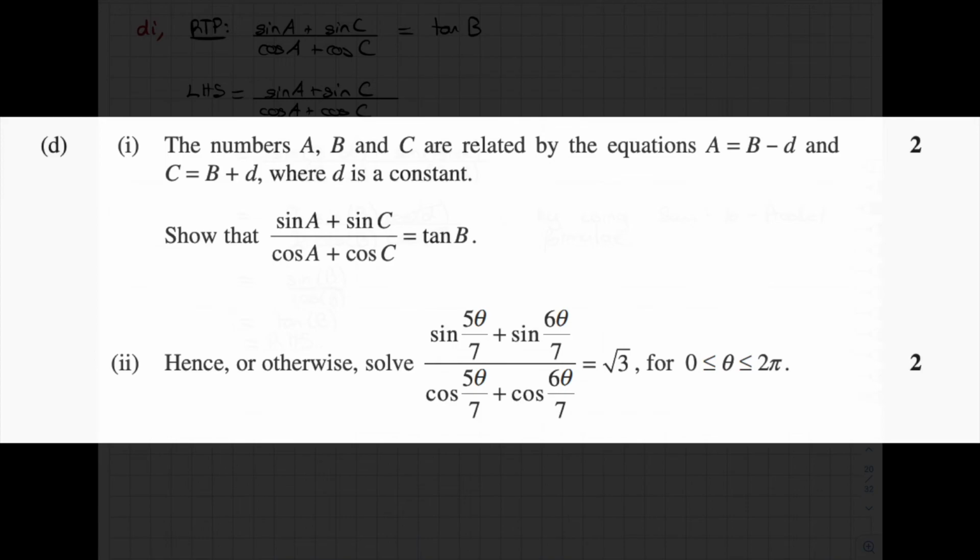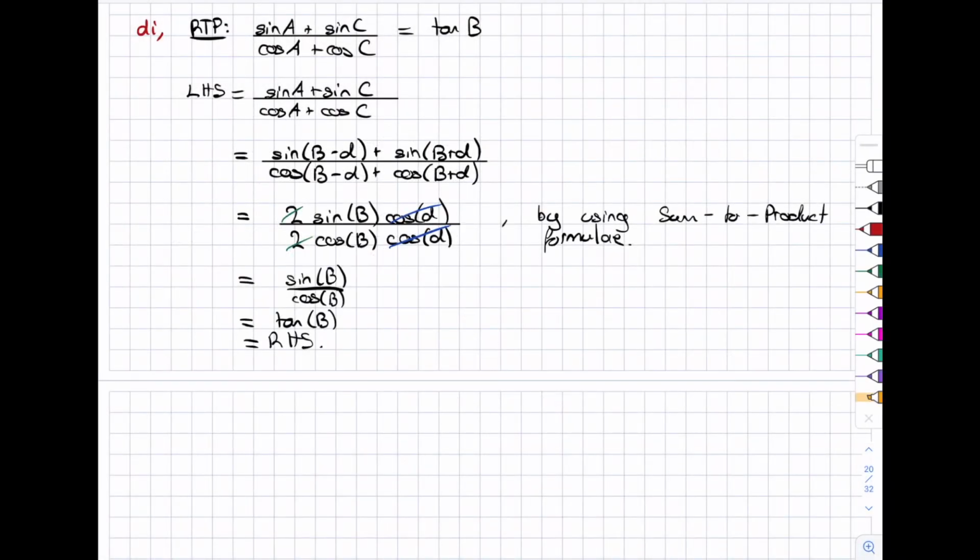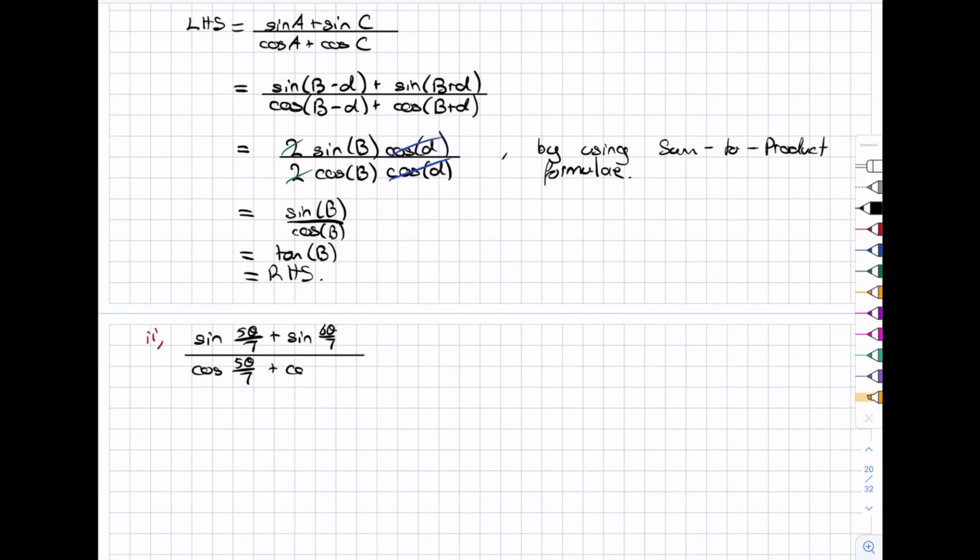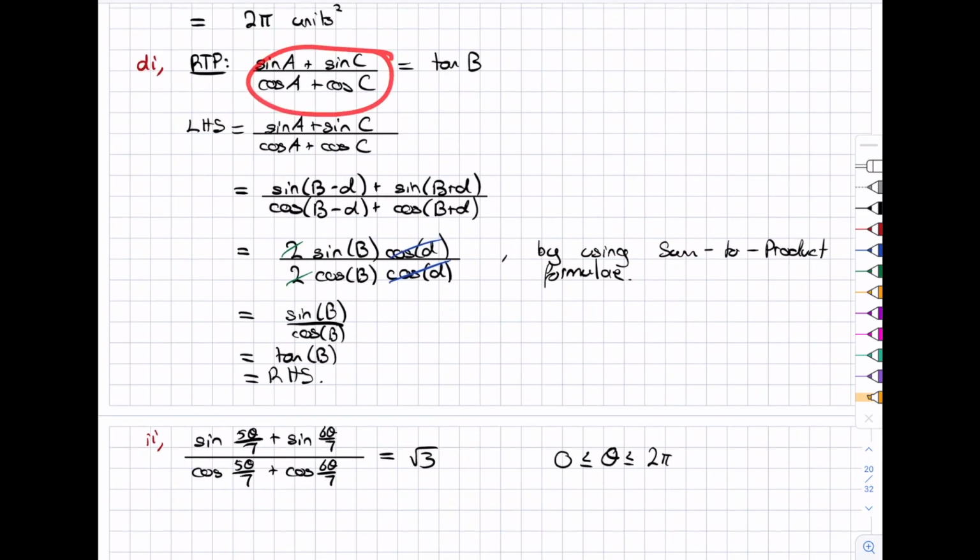Part 2 says, hence or otherwise solve sine of 5 theta on 7 plus sine of 6 theta on 7 divided by cos of 5 theta on 7 plus cos of 6 theta on 7. So I'm just going to really quickly write that down. Okay, so here's what we're trying to solve, and I forgot to say that we're solving it equal to root 3, and also, which is another really important part of the actual question, is that we have a restriction on our domain, theta is between 0 and 2 pi. And so I notice that this fraction here looks tremendously like this fraction up here in what we were trying to prove.